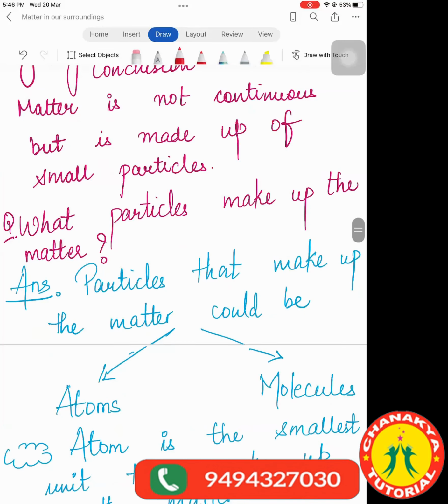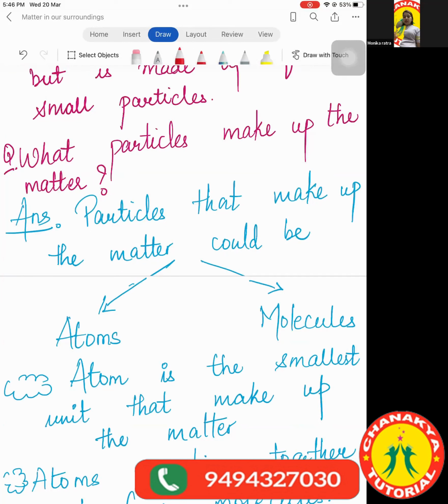Now, what could be the particles? We said that the matter is made up of particles, but what particles is matter made up of? The particles which make up the matter are either atoms or molecules. Now, what are atoms or molecules? Atoms are the smallest particles which make up the matter.